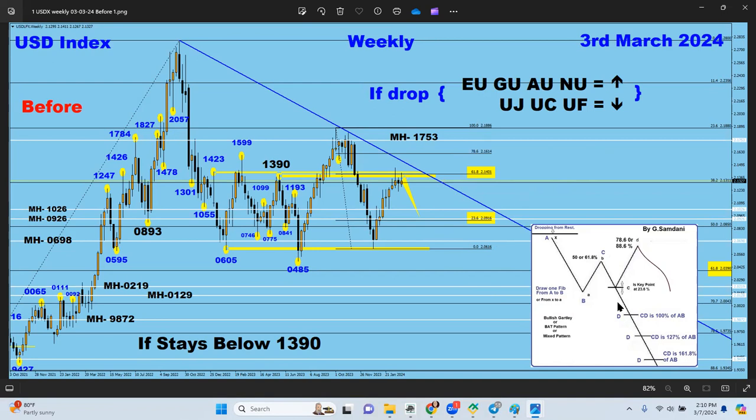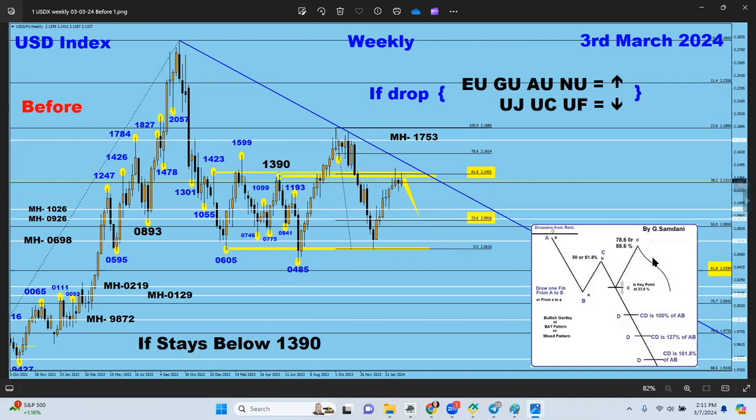Or it will just simply drop as an Elliott wave count 1, 2, 3, and it will be like 100% or 127 or 161. Time will tell how far it goes. Or maybe it will bounce from here and go up, up, up. It's a lot of options. But first things first, on this chart, we must stay below 1390 and drop.